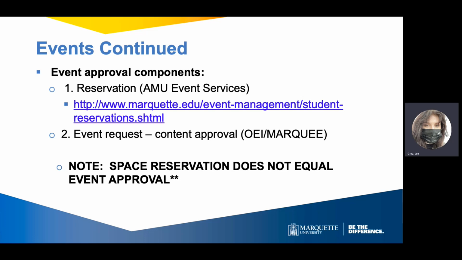So event approval components. The first step is reservation, which you can make at AMU Event Services, which the link is up on screen. And the second is an event request or content approval, which is approved by student organizations through Marquee. Just keep in mind that space reservation does not automatically equal event approval. So even if you successfully reserve your space, if your event request gets denied, your event cannot be held.